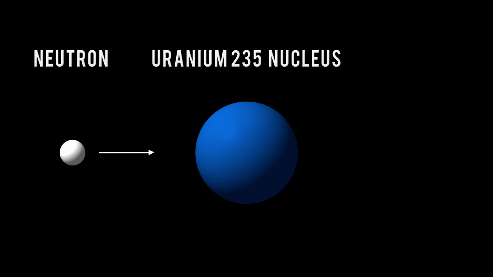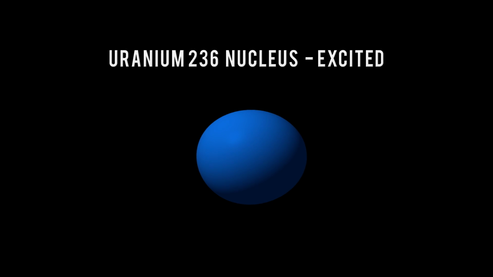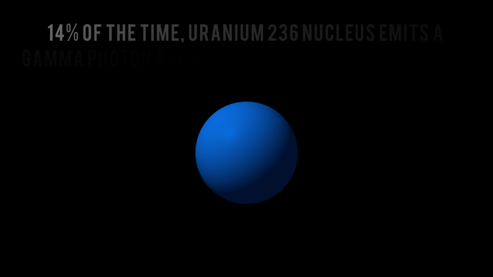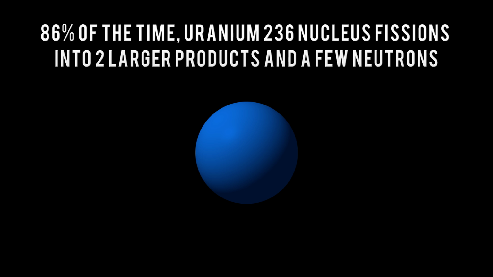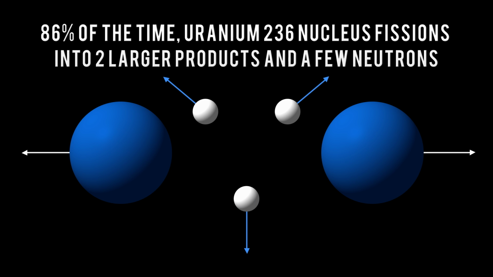Now, when a uranium-235 nucleus captures one neutron, it forms a uranium-236 nucleus. 14% of the time, this uranium-236 nucleus emits a gamma-ray photon and remains uranium-236. 86% of the time, the uranium-236 nucleus fissions into 2 large fission products plus a few neutrons. They all have high kinetic energy. The large fission products have too many neutrons, making practically every fission product radioactive.